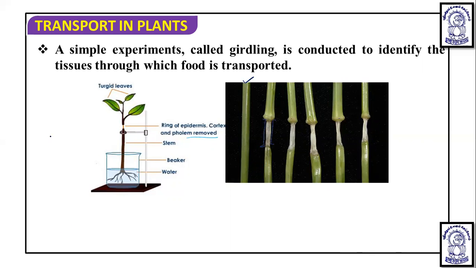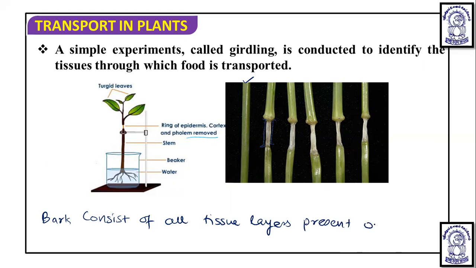So we have to write a definition: bark consists of all tissue layers present outside the vascular cambium.